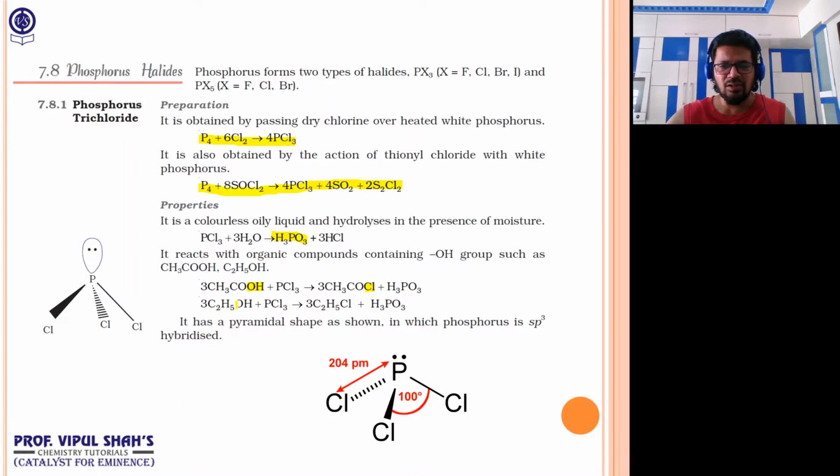Just have a look at this. In ethanol, the OH is replaced by Cl. Okay, so if the OH is replaced by Cl, again this is nucleophilic substitution. So here we have converted ethanol to chloroethane. So two derivatives are prepared: alcohol to alkyl halide using PCl3, and acid to alkanoyl chloride using PCl3.